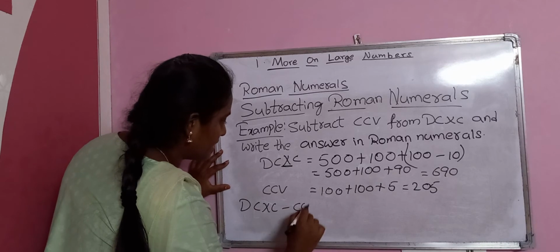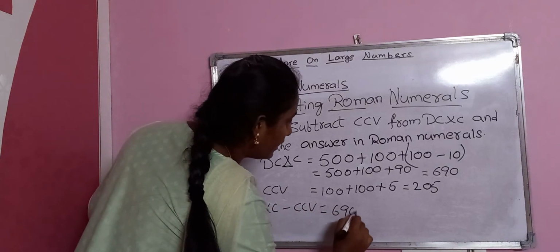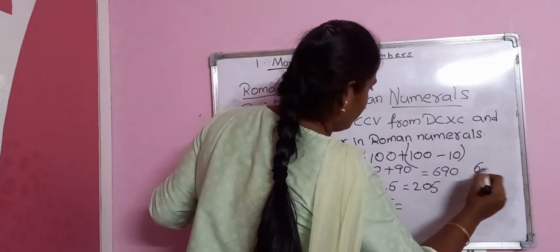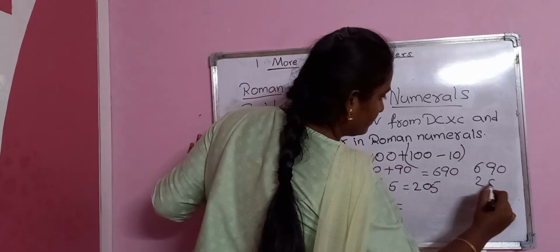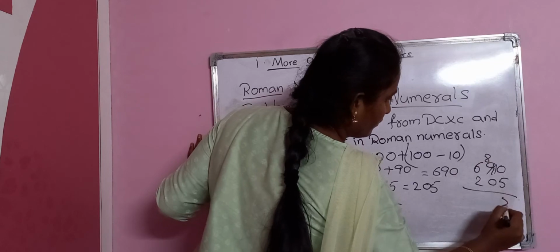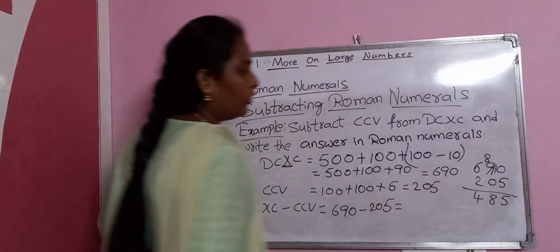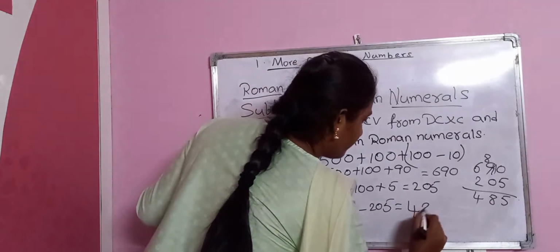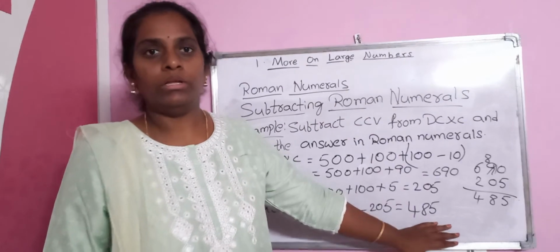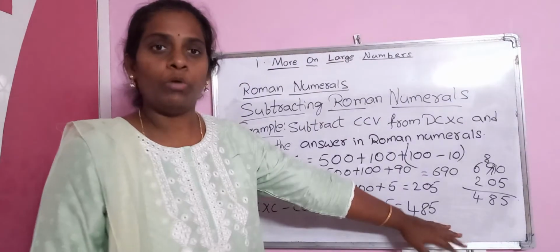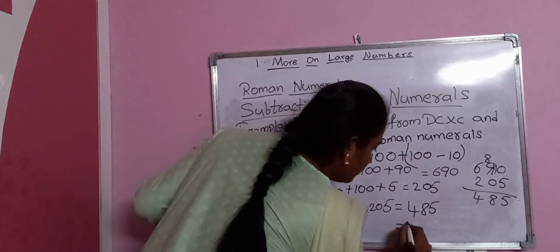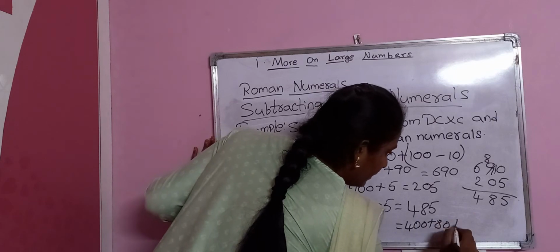Now I subtract these two numbers. DCXC minus CCV. 690 minus 205 is equal to how much? Do the subtraction here in the margin. 485. Now change this number into Roman numeral. Change this Hindu Arabic numeral into Roman numeral. First, expand this one. 400 plus 80 plus 5.